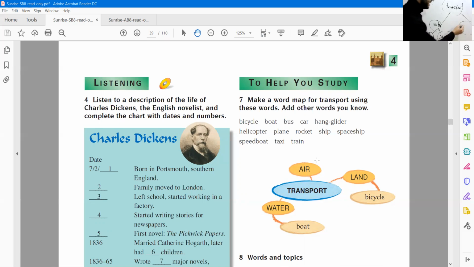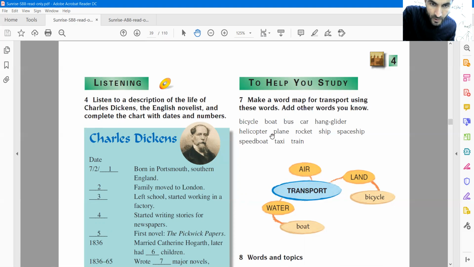What about for this one? This one is, for example, land. So what do we have for land? We've got bus, okay? We've got also car. What else? We've got taxi. And also, finally, we've got train. Train. These are means of transport for land.